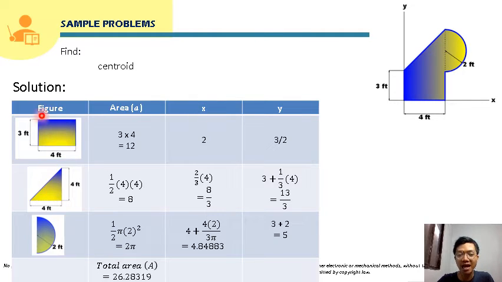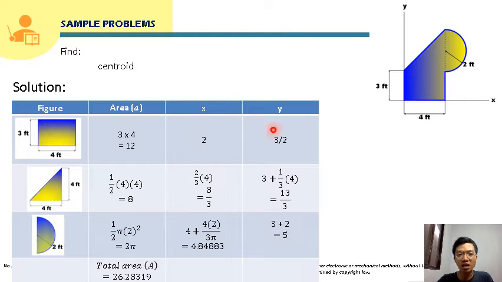Now for the rectangle, we are going to solve for its x-coordinate. So our rectangle is here. Our reference axis is here: this is the reference y-axis, and this is the reference x-axis. So our reference point will be here, and our x and y coordinates will be measured from this point.